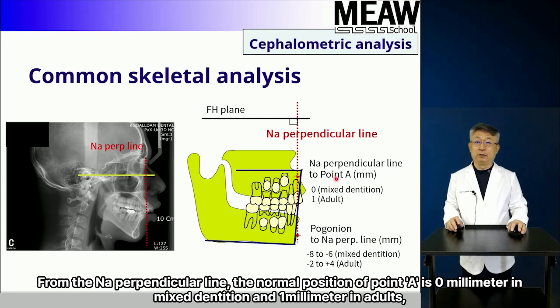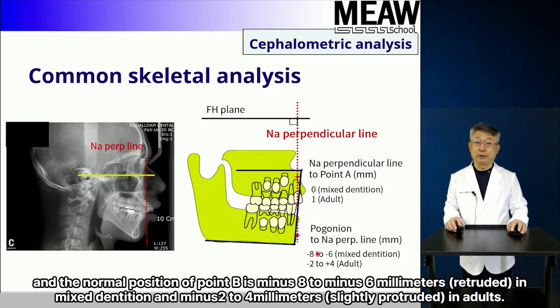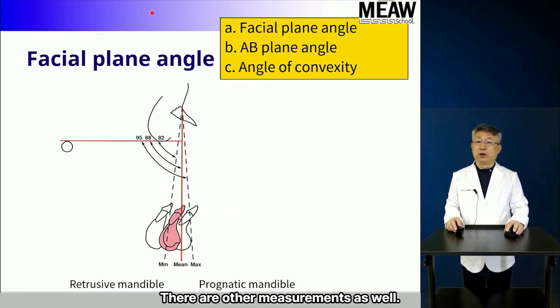From the NA perpendicular line, the normal position of point A is 0 mm in mixed dentition and 1 mm in adults, and the normal position of point B is -8 to -6 mm retruded in mixed dentition and -2 to 4 mm slightly protruded in adults. There are other measurements as well.